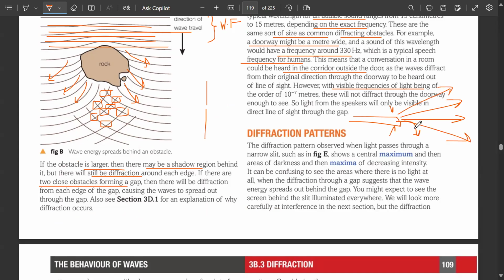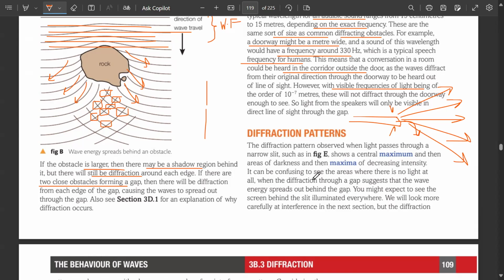Exactly. More spreading. And if you pinch it even more, it spreads the water even more. Even if you open the tap of water and press with your thumb upwards on the tap, what will happen? The water will spread. It's the same thing. You're narrowing the gap. The more you narrow it, the more it will diffract.